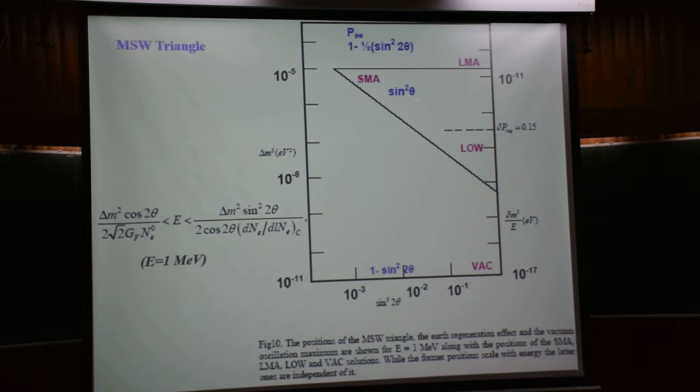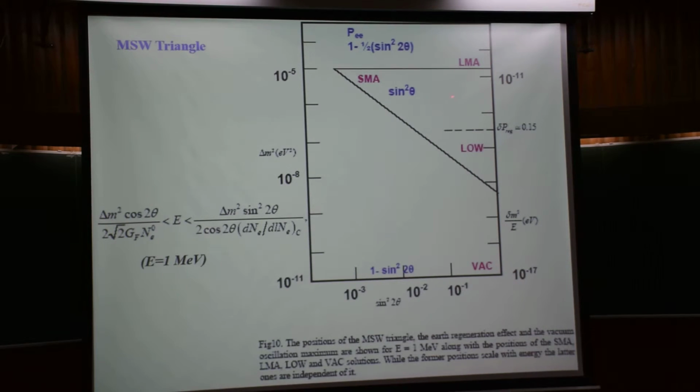Now, if you are inside the triangle, then the suppression is sin square theta, so it can be 1/3. That is the high energy suppression. If you are outside the triangle, then the suppression is the average suppression, 1 minus half sin square 2 theta, which you have seen earlier. So that can be larger than 50%. So you have two solutions: the large mixing angle solution and the small mixing angle solution.